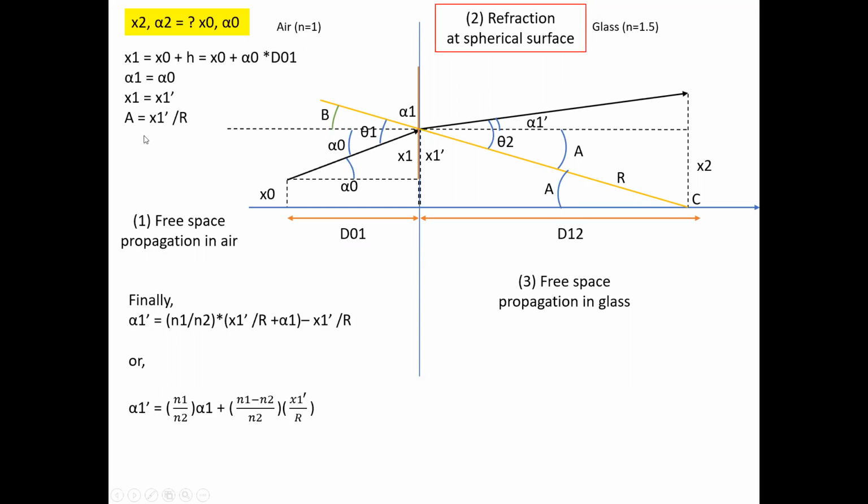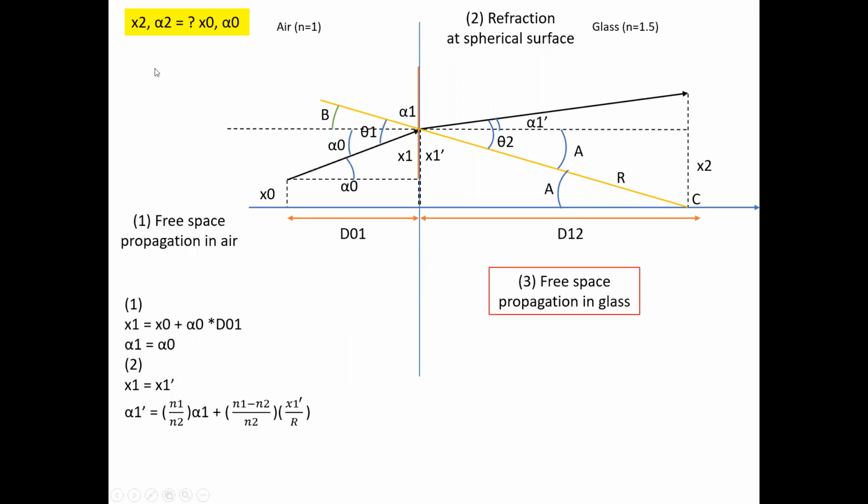So I saved this over here. I ran out of space, so I basically moved everything down here. Okay, so next we have to do free space propagation in glass. It will be exactly the same as the previous time, just replace the values with the new values.